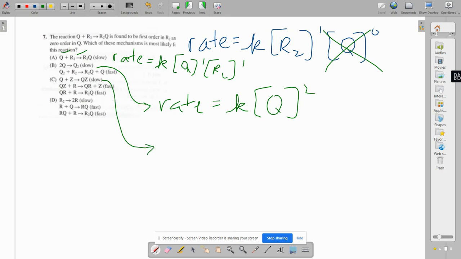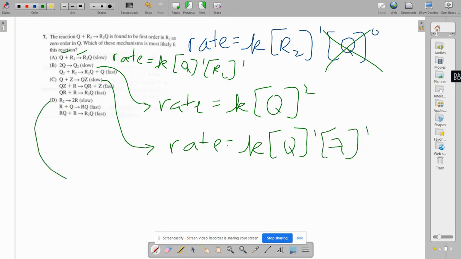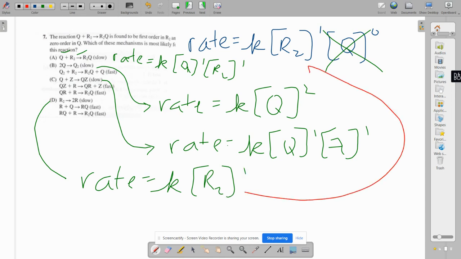So I look at C. This one's got Q, first order, and Z. Well, that is totally not a match. So finally I look to D. If you look at the slow step, it is indeed R2 raised to the first order. So this is a match. This matches the experimentally determined rate law. So the bottom line with Q is that it's not part of the rate law because it's zero order. So Q cannot be part of the slow step. So it's fine that Q is part of one of these other steps.